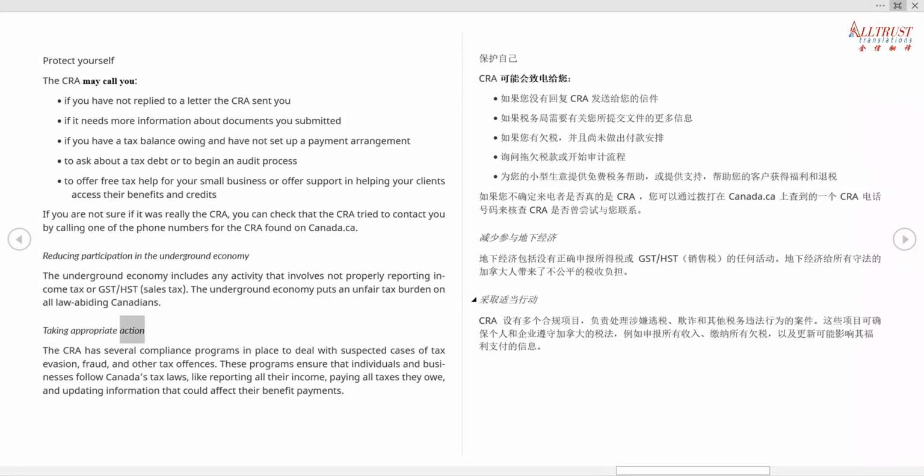Taking appropriate action. The CRA has several compliance programs in place to deal with suspected cases of tax evasion, fraud, and other tax offences. These programs ensure that individuals and businesses follow Canada's tax laws, like reporting all their income, paying all taxes they owe, and updating information that could affect their benefit payments.